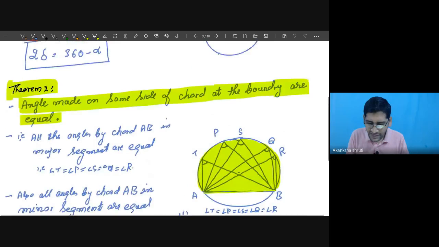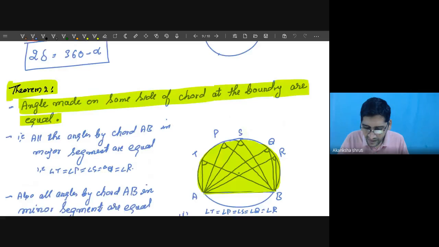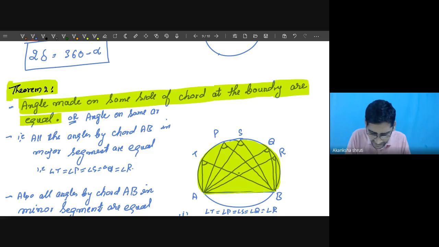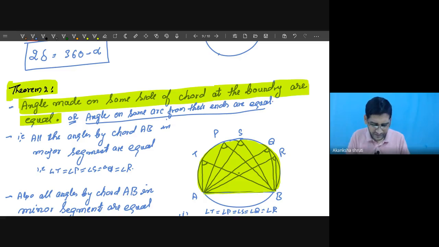Angle made on the same side of the chord at the boundary, or on the same side of the arc, or this may be stated as angles on the same arc from their ends are equal. This way we can also keep in mind. So both are the same thing. You have to just keep in mind.